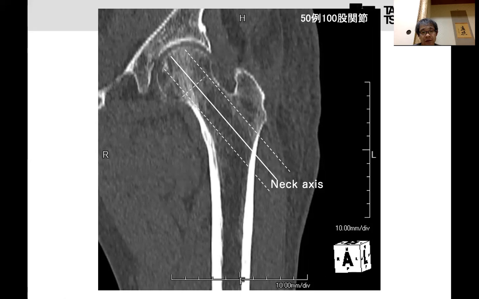So I measured the head length. Head length means this is a subcapital line, just below the femoral head, and draw the line parallel to the femoral neck axis. This is the lower one, just next to the calcar femorale. This is the upper one, just below the superior cortex. So I measured the femoral head length in the middle, lower, and upper lengths.